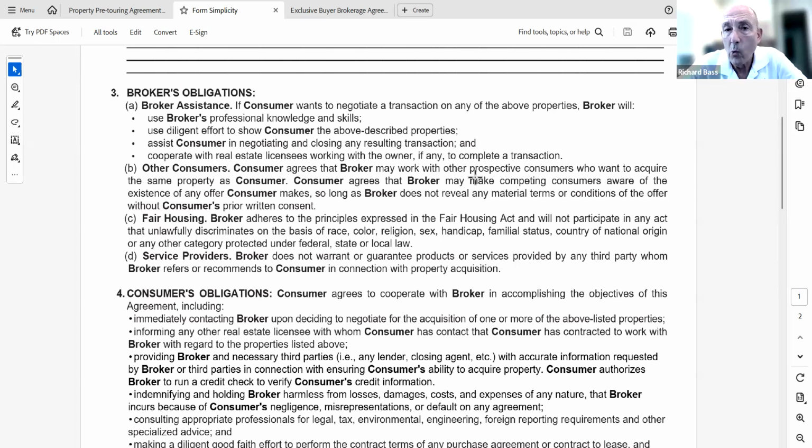Consumer agrees that broker may work with other prospective consumers who want to acquire the same property as the consumer. They agree that we may make competing consumers aware of the existence of other competing offers, but we will not share with them any information about that. So this happens so rarely, guys, that you're out there working with two different buyers who decide they want to make an offer on the same property.